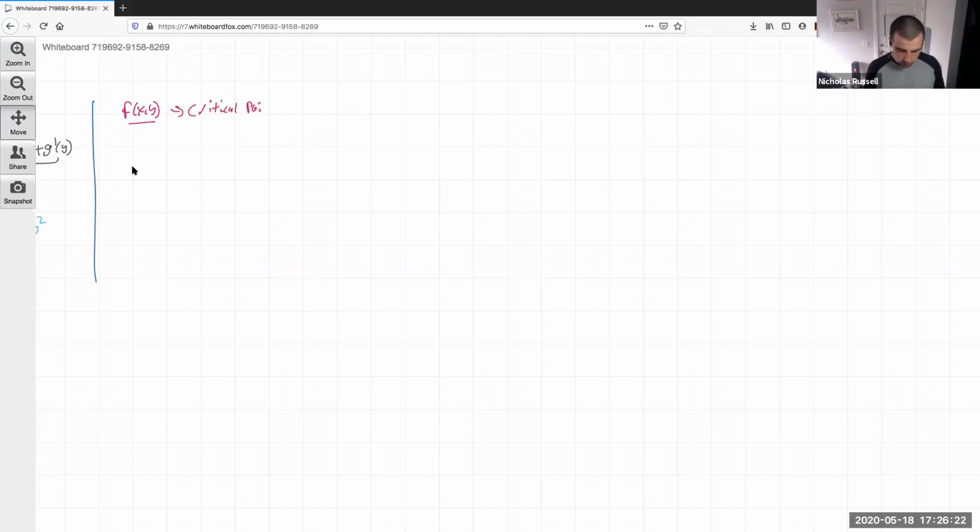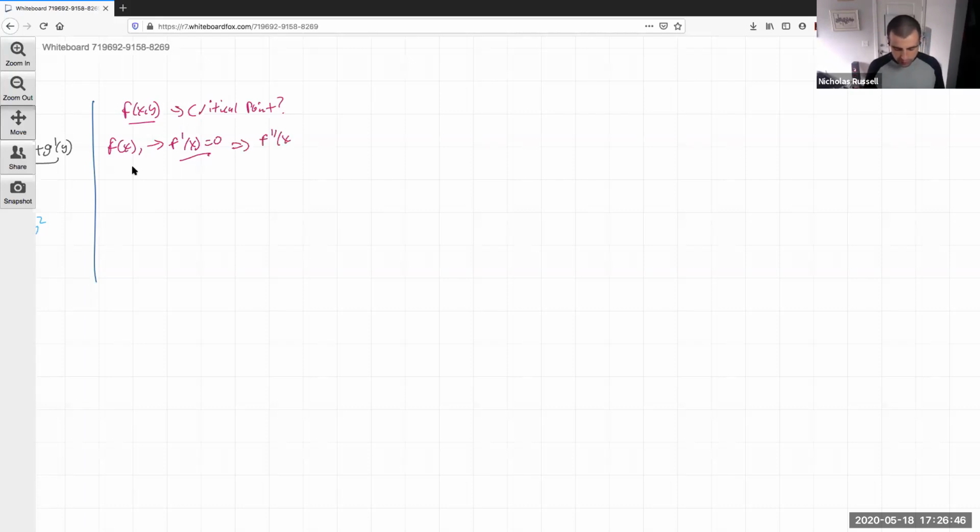A critical point, if I had just f of x here, we usually say that a critical point is when the derivative f prime of x is equal to 0. And from there, we found a critical point, because our tangent line is horizontal.